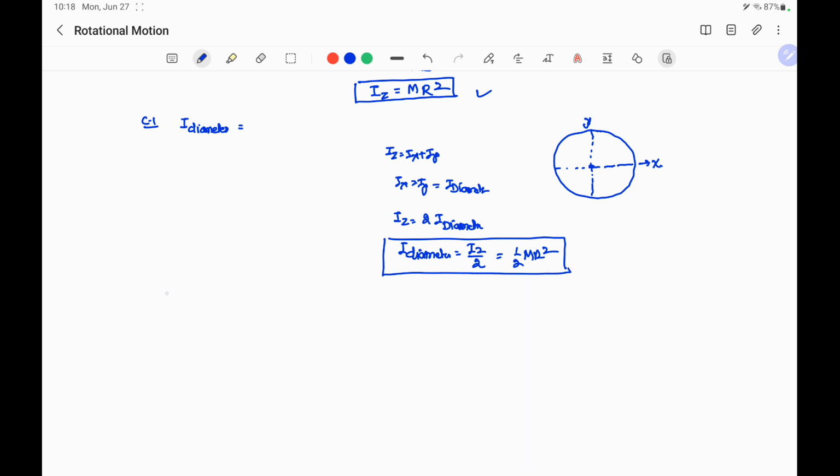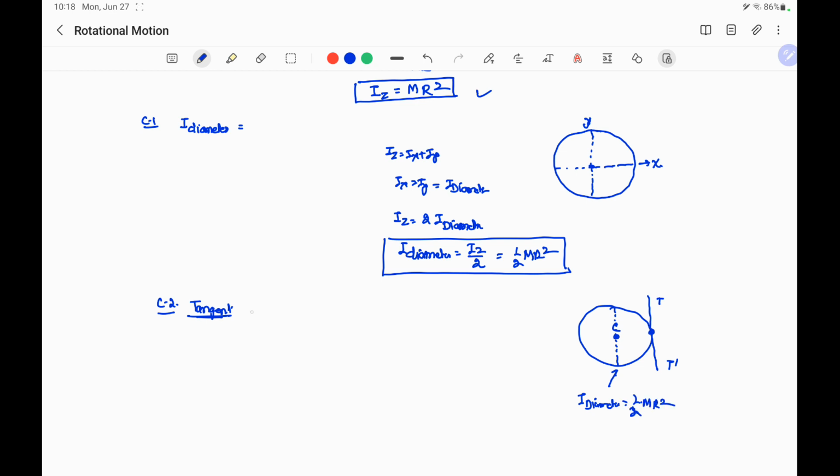Similarly, in another case, if we have to find the moment of inertia about the tangent, which is in the plane of the ring, and the situation is as shown in the figure, this is the center and it is the tangent. We have to find the moment of inertia about the tangent TT dash. So we will use here the parallel axis theorem. We already found that the moment of inertia about the diameter, this is I diameter, is equal to half m r square.